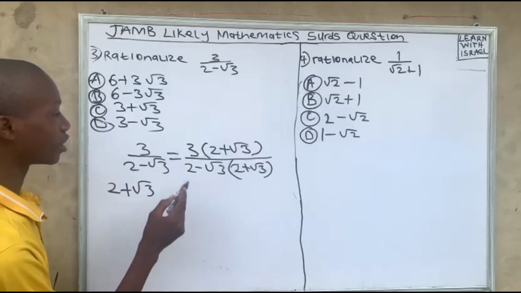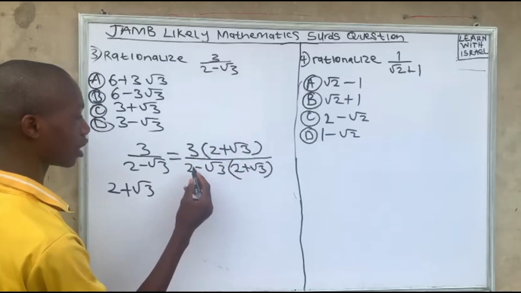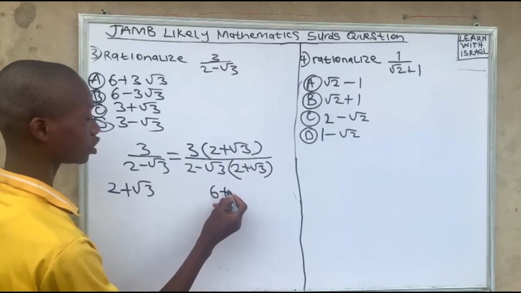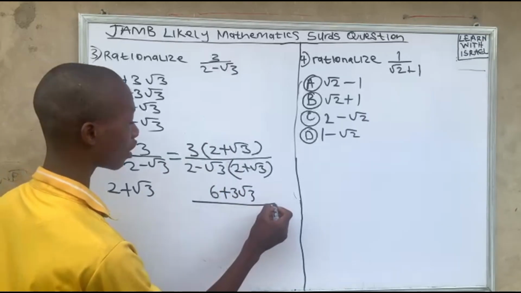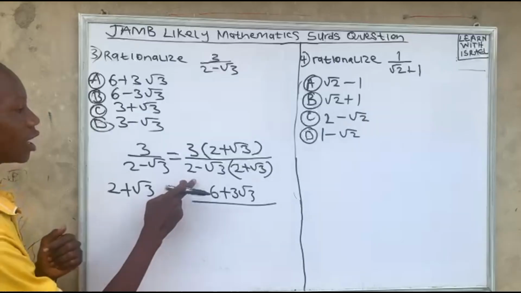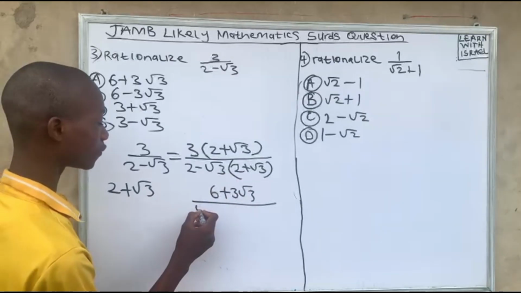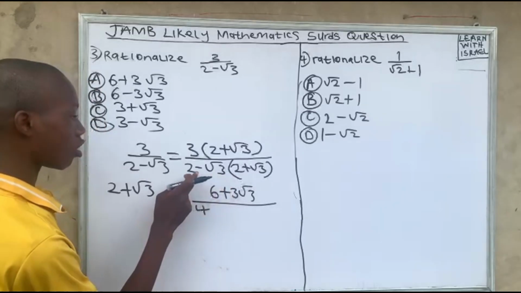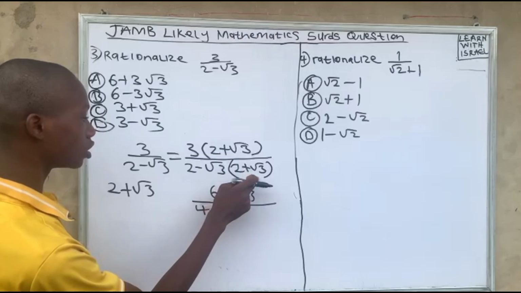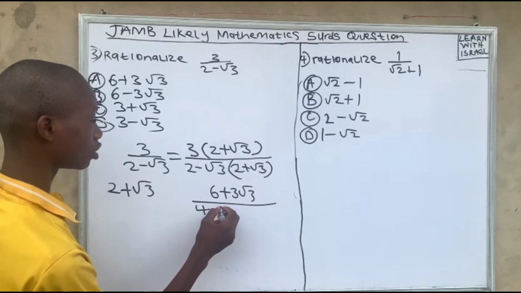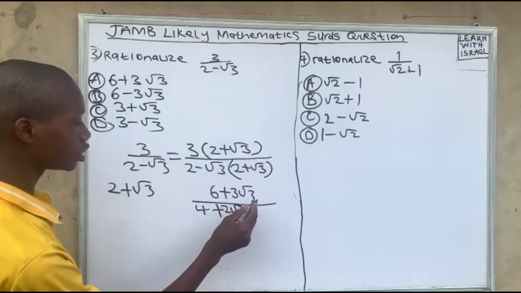So let's simplify. We are going to use 3 to open this bracket. So we have 3 times 2, we have 6 plus 3 times root 3, we have 3 root 3, all over. Let's open this bracket also. We have 2 times 2, that's 4. Minus 2 times root 3, we have minus 2 root 3. I mean plus 2 root 3.